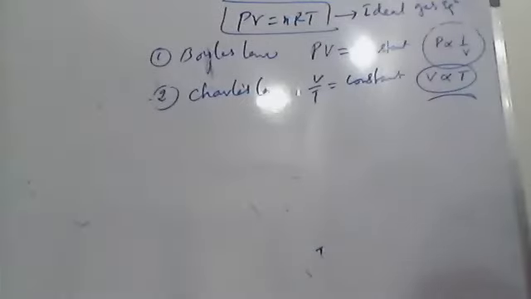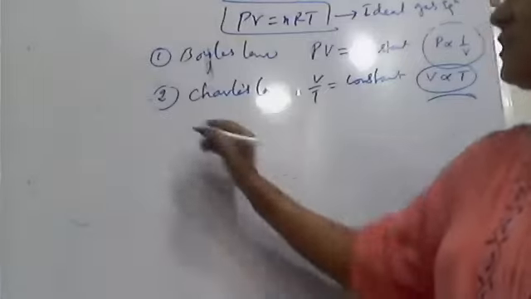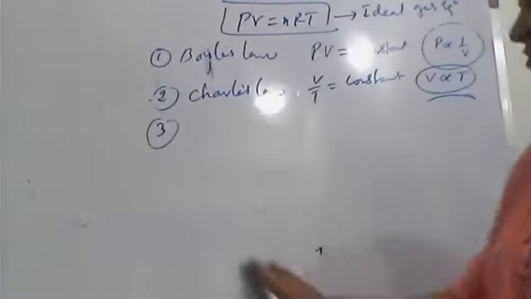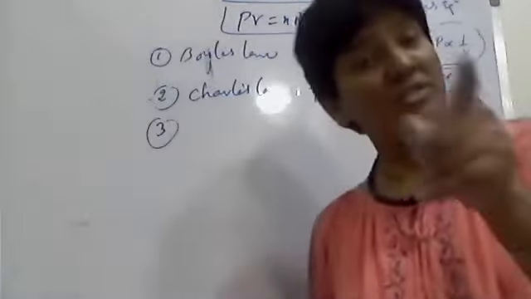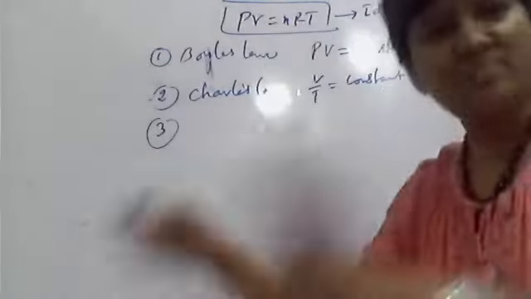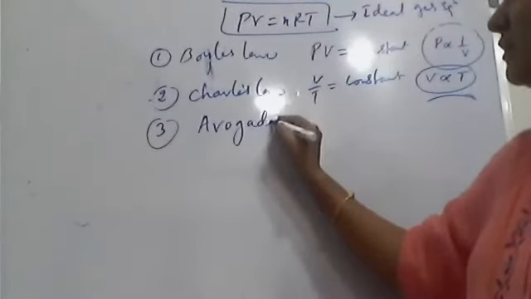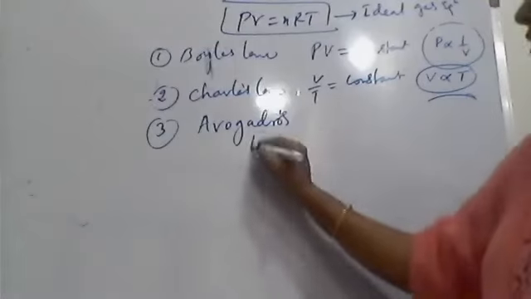So you can derive this PV equals nRT by combination of any three laws. For easy understanding, you have to consider Boyle's law, Charles' law, and the third one is Avogadro's law. You can use Gay-Lussac's law also, because in this every law is present. So take Avogadro's law.